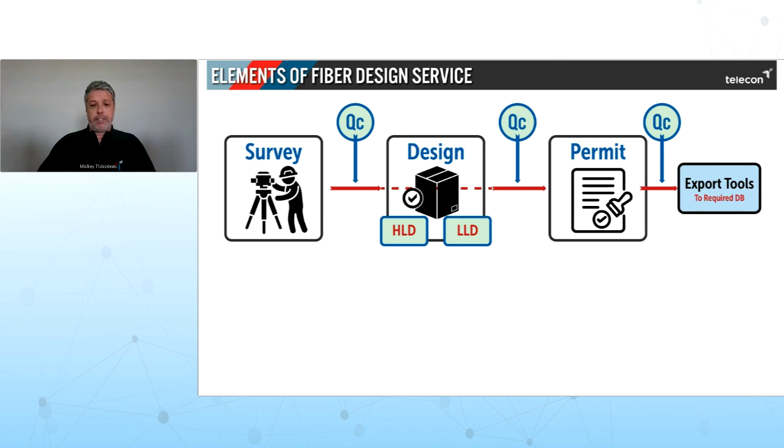Design has a couple of phases: you have your high level design and your low level design. I'll get into a little more detail about the differences later. And permitting is the third phase, and beware, this can be a black hole. But with proper planning, you can identify some major roadblocks that'll save you later.